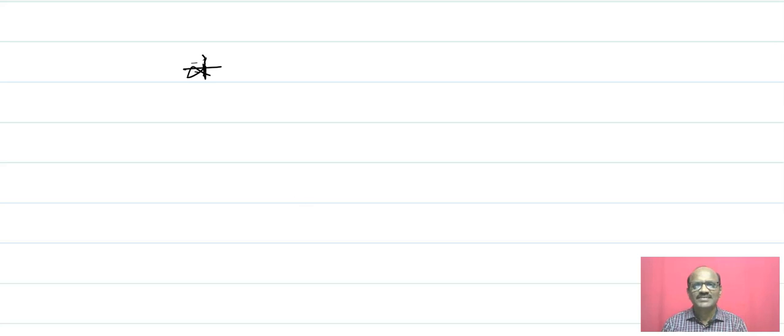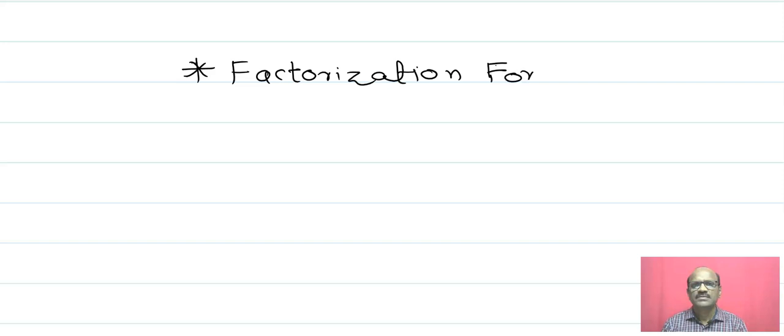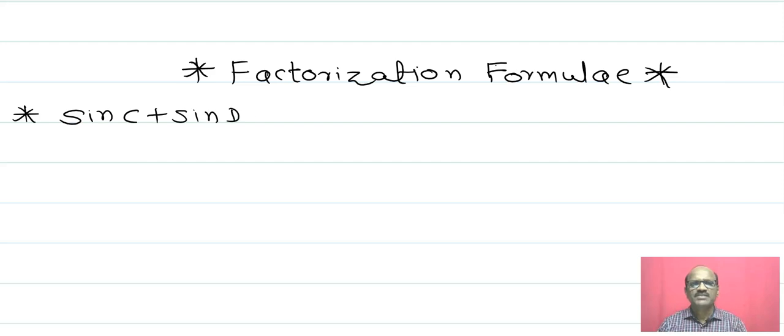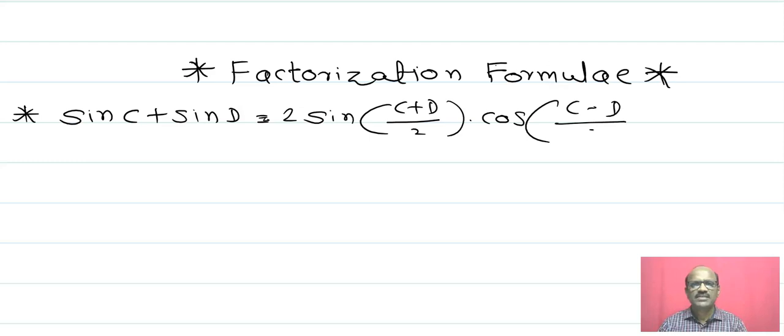Now see this, in this exercise it is factorization. The factorization formulas: sin C plus sin D is equal to 2 times sin of (C plus D) upon 2 into cos of (C minus D) upon 2.